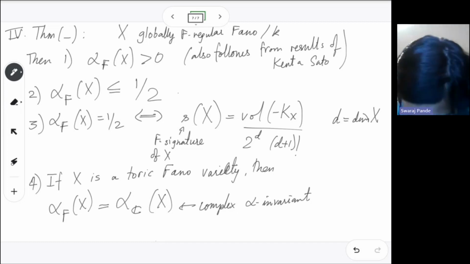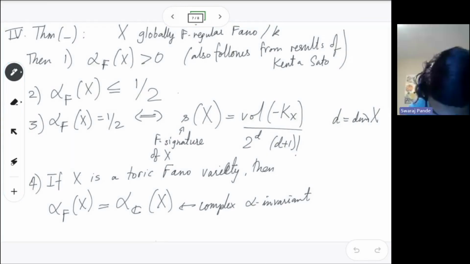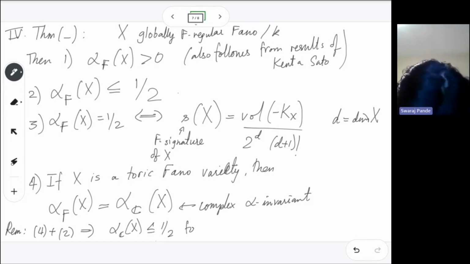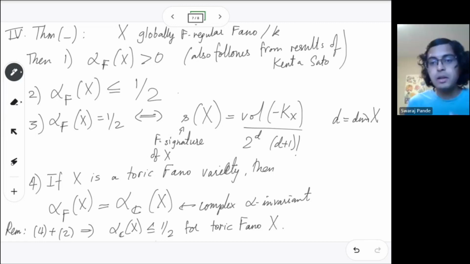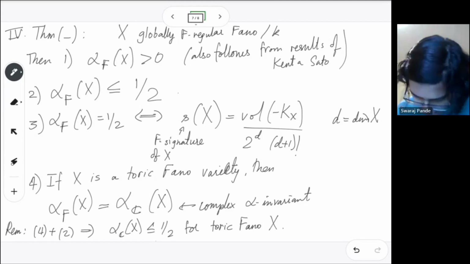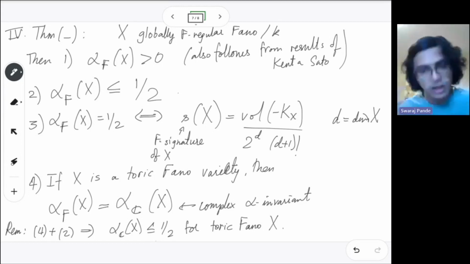One remark I want to make: part 4 plus part 2 implies that the complex alpha invariant is at most 1/2 for toric Fano varieties. This is already well known in the K-stability world, and so this theorem gives a characteristic p way of proving this fact. Are there any questions?